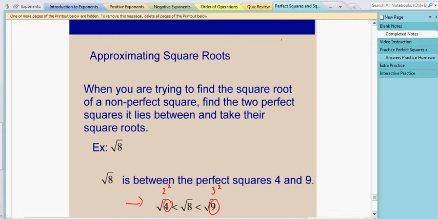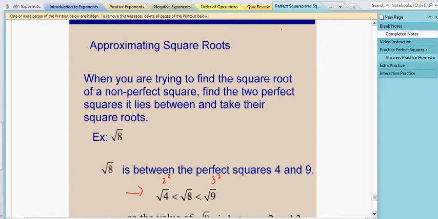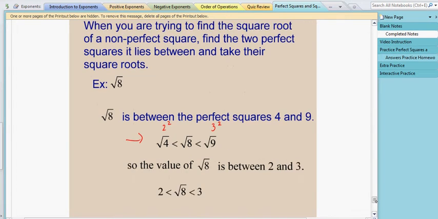And which one is it closest to? It's closer to 9, right? 8 is closer to 9 than it is to 4. Therefore, if we take the square roots of each of these, we get that the square root of 8 is greater than 2 and less than 3. Or another way to read that is that the square root of 8 is between 2 and 3.